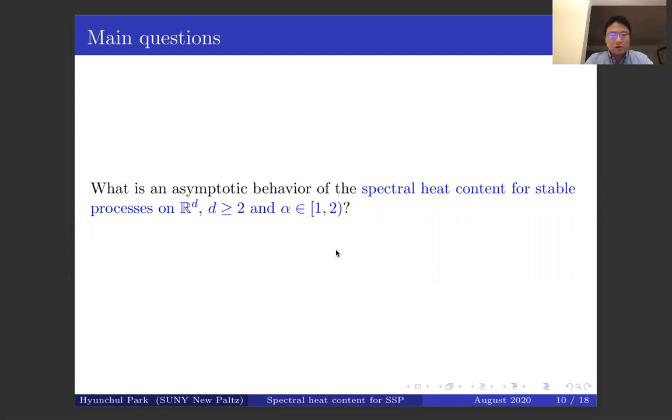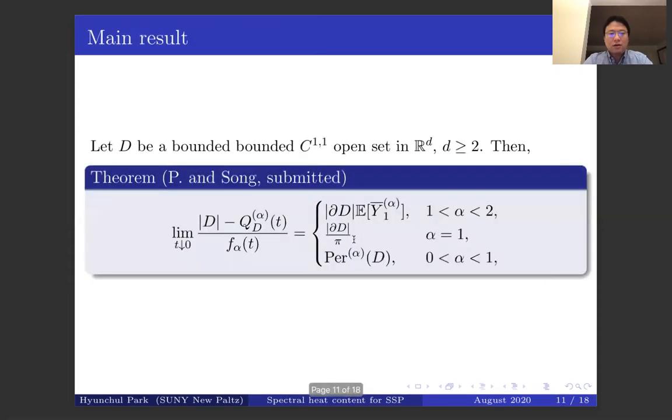So this is the main question. We are interested in spectral heat content for stable process for the remaining case, which is a high dimension, and alpha is between 1 and 2. And this is the main result.